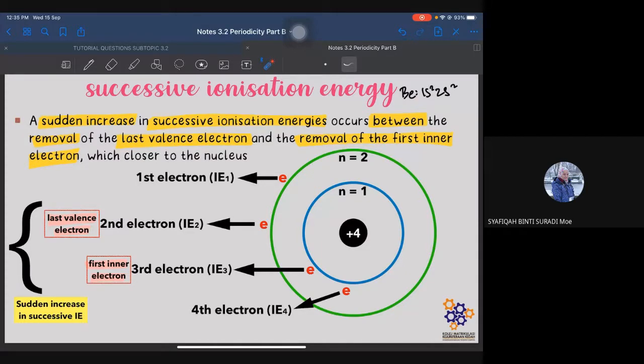So inner electron tarikan dia kuat. Okay, so dekat sini, daripada dia remove daripada last valence electron, tiba-tiba nak remove first inner electron, of course lah dia ada big jump kat situ. Ada sudden ataupun drastic increase. Sebab inner shell lagi kuat dia punya tarikan compared to the valence shell. Okay, sebab tu kita ada sudden increase in successive IE.